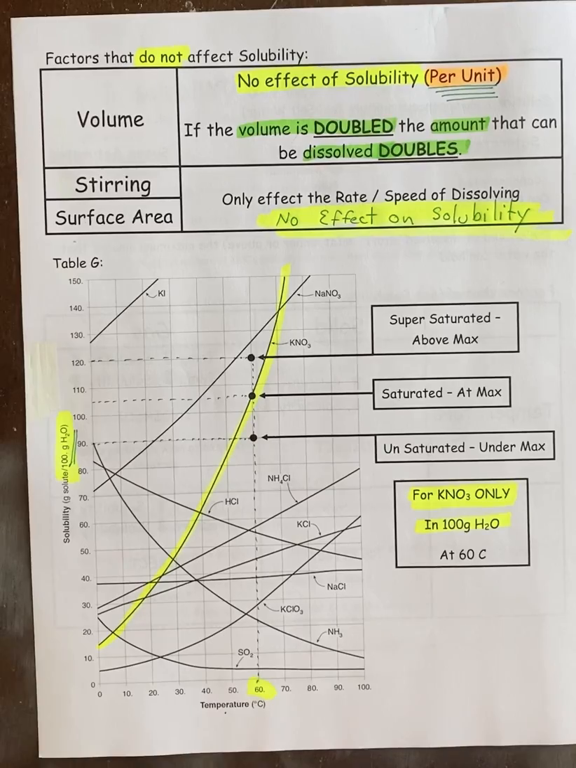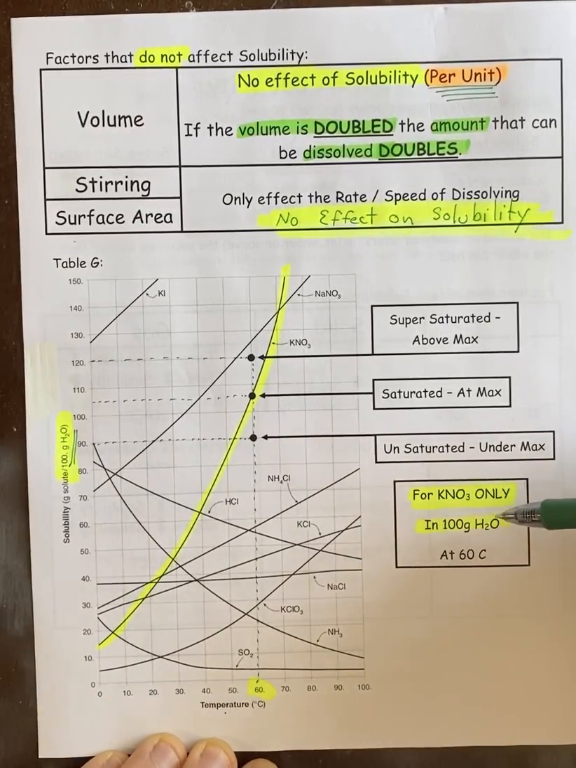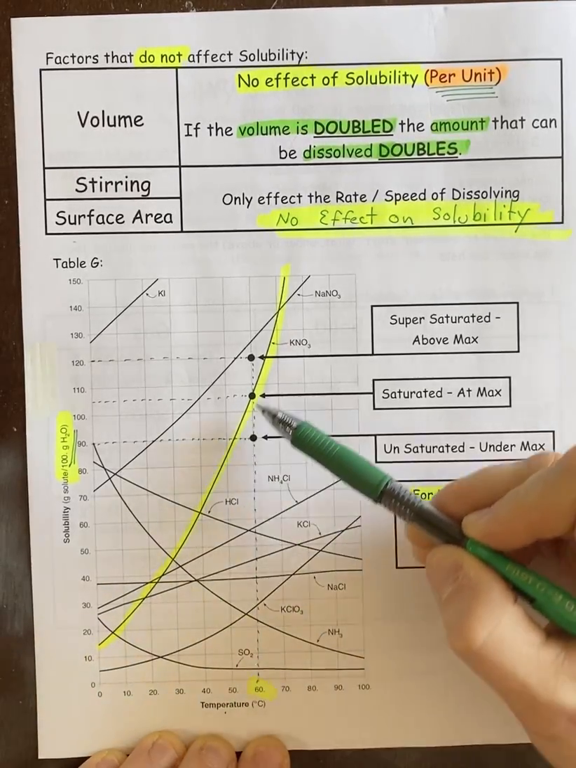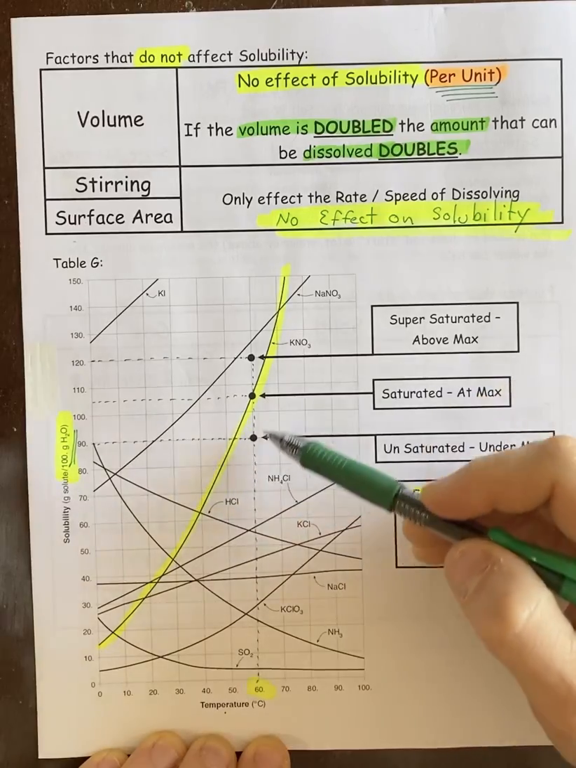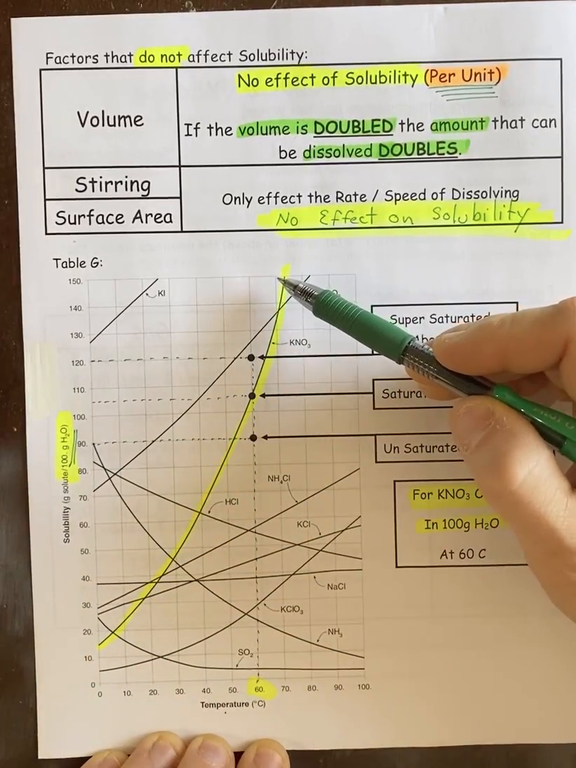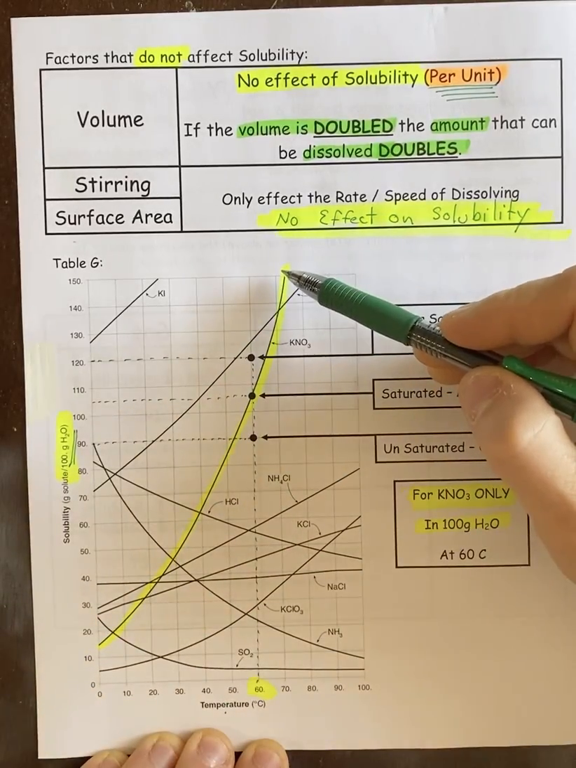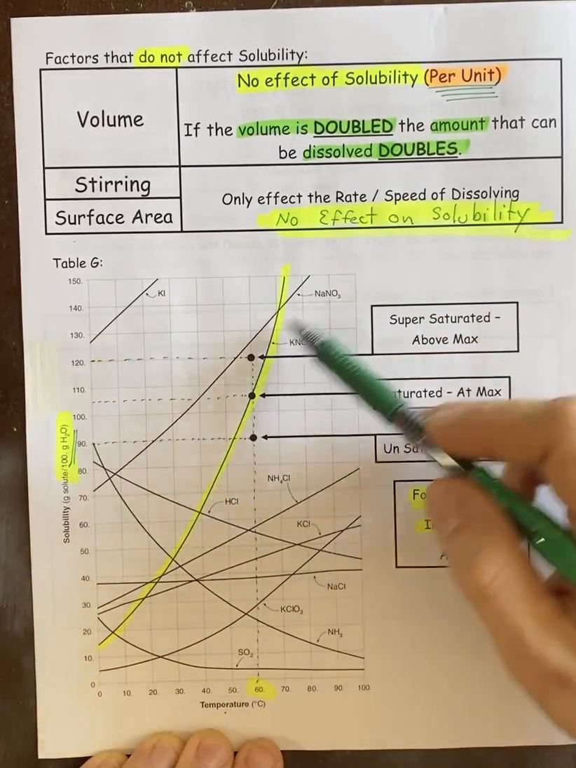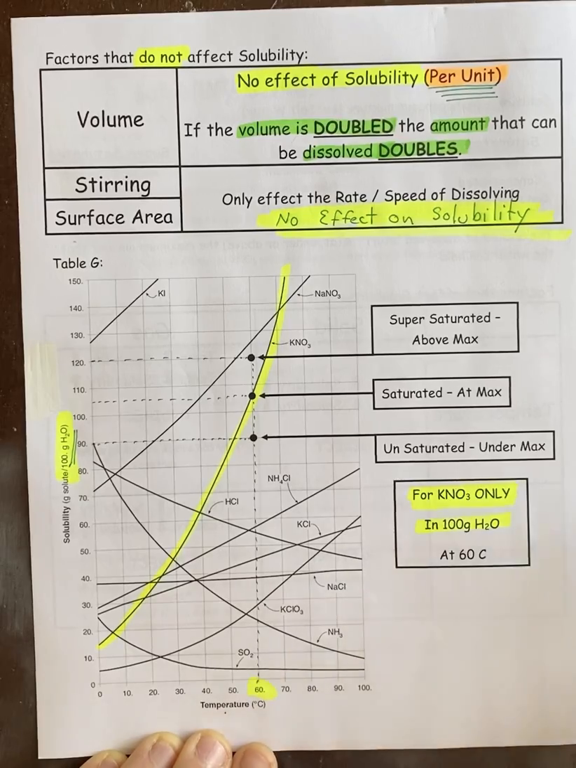And so let's do some examples. So I'm going to look at KNO3 as the example chemical. So it's this line right here in yellow. And at any given temperature, as you can see, as the temperature changes, the solubility of KNO3 will increase as the temperature goes up. That's pretty standard. If you look, they all do it, but they don't all do it at the same rate.